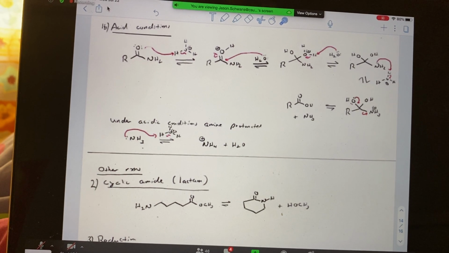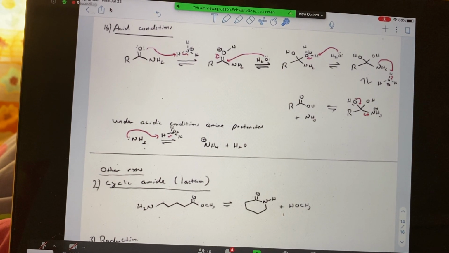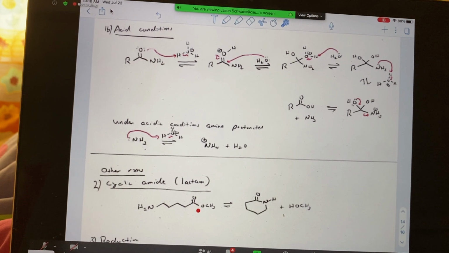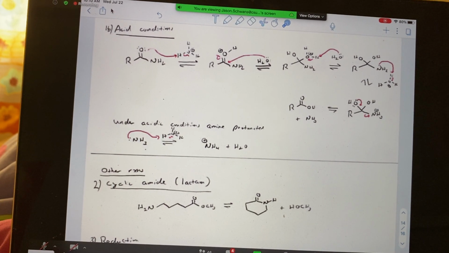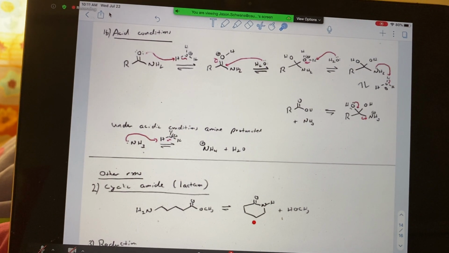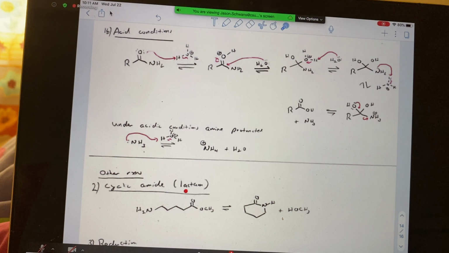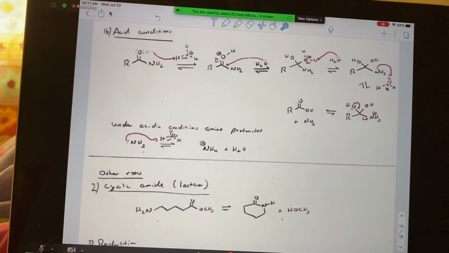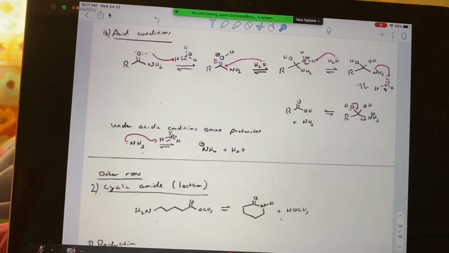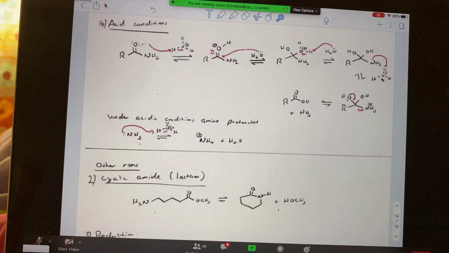How about if we have a compound that has both an amine and, say, an ester on it, and then it looks like this is going to end up forming this species here, which is a cyclic amide, and that's known as a lactam. So a cyclic ester, the oxygen here, is a lactone. Cyclic amide is a lactam.